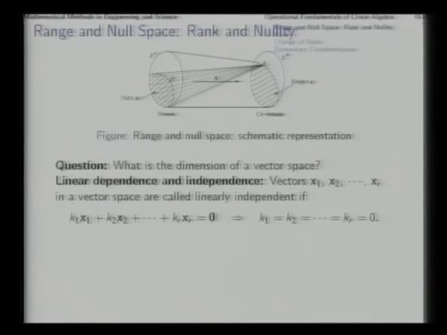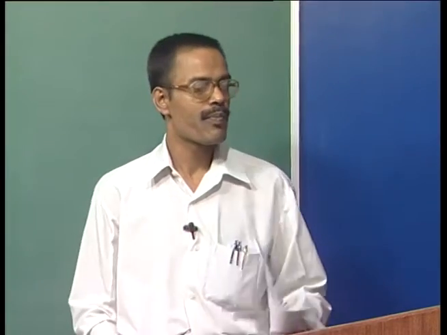So, that means any change from 0 in any of these will not be compensated by any suitable change in any other. That means, the moment you change any of these coefficients, this sum will turn out to be non-zero. No other compensation from any other component will be possible. So, in the true sense, these vectors x1, x2, x3 etc. are independent of each other. Any change in one cannot be compensated by any suitable change in others.